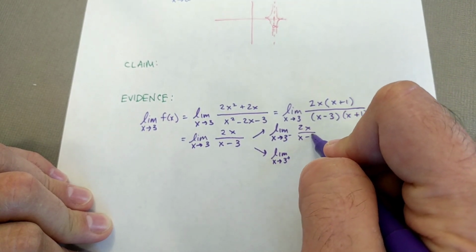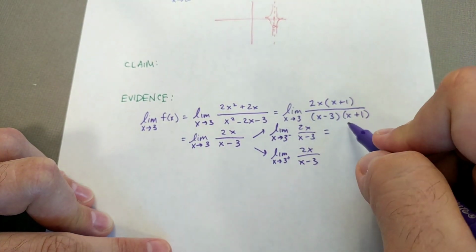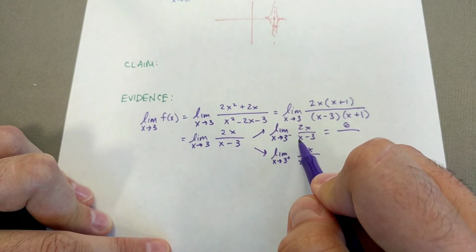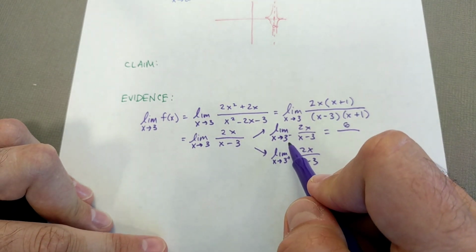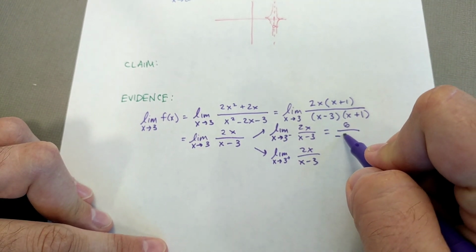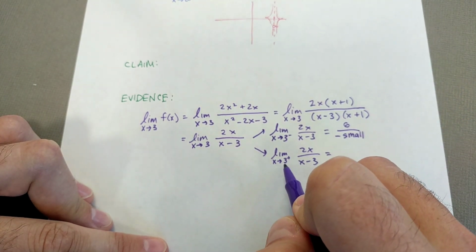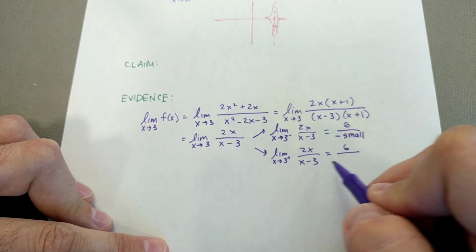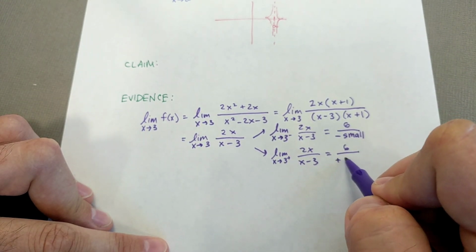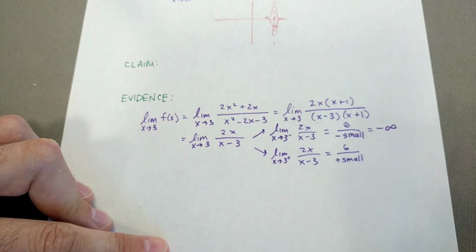And here's where I'm going to use my number sense to make sense of all of this. So coming from the left side, well, that top is approaching 6. And the bottom, well, if we're on the left side of 3, we're thinking like 2.999-ish type numbers, which means we're going to get a negative number, and it's very close to 0. If we're on the right side of 3, so like 3.0001, that's going to be 6 over a very small positive number. And so here we got that it's headed to negative infinity, and here we're getting bigger in the positive direction.